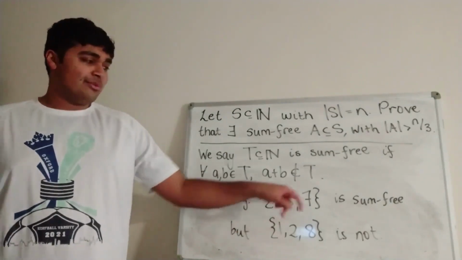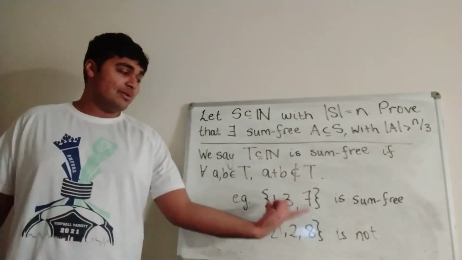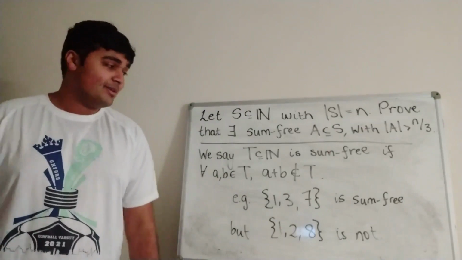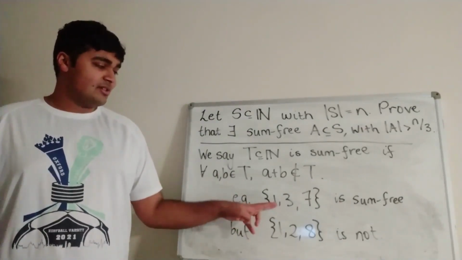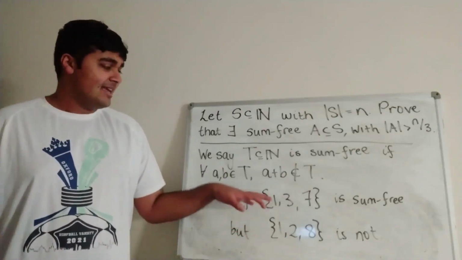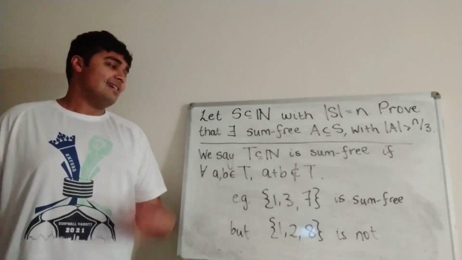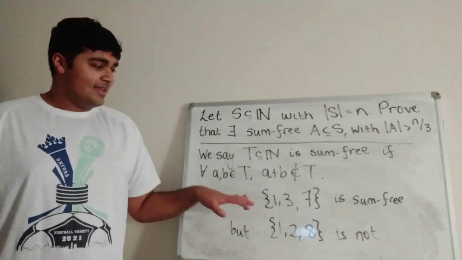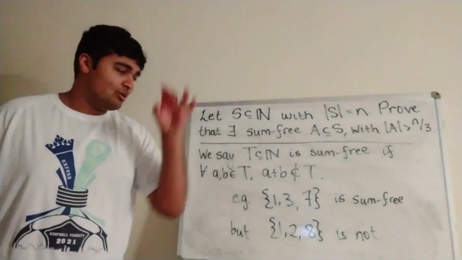So for example, {1, 3, 7} is sum free because if we take any two elements in this set, add them up, we're not going to get something that's in the set. So for example, 1 plus 3 is 4, and 4 isn't in the set. 1 plus 7 is 8, 8's not in the set. 3 plus 7 is 10, and 10 is not in the set. Okay, so this set is sum free. You can just check all the combinations.